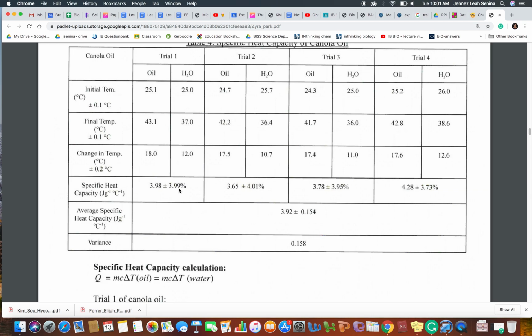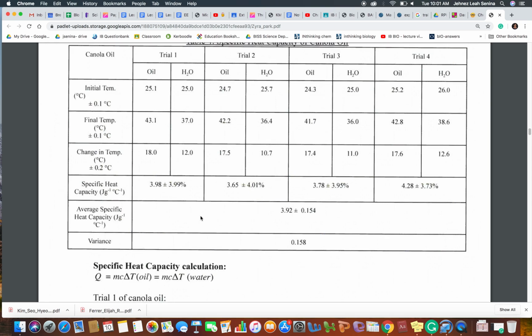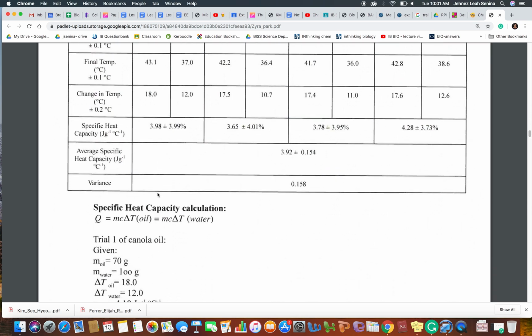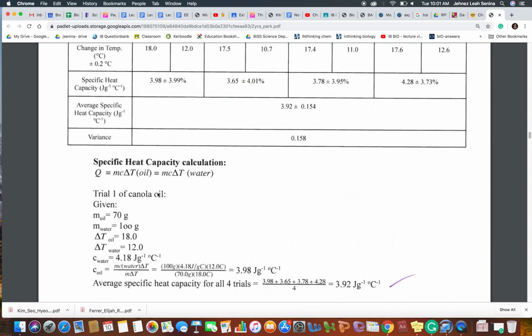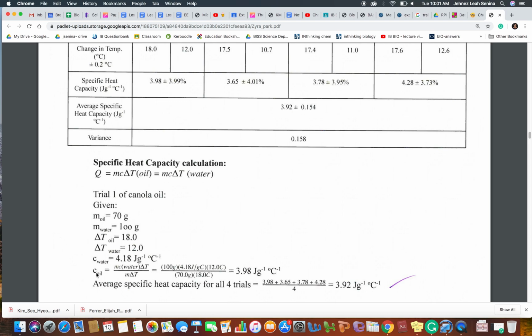Okay. Now, let's look at error generated. You already know the error generated right there. Now let's look at error propagated. So first of all, she calculated the specific heat capacity of oil. So that's 3.98. Now what are the errors here?